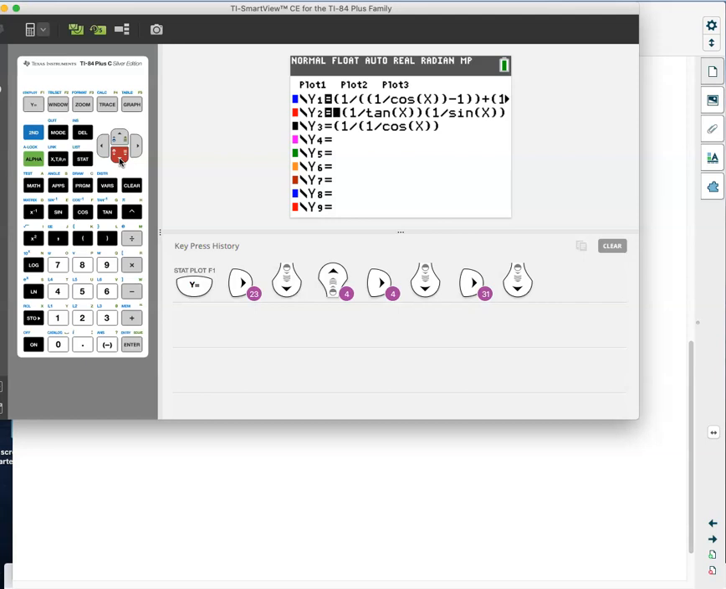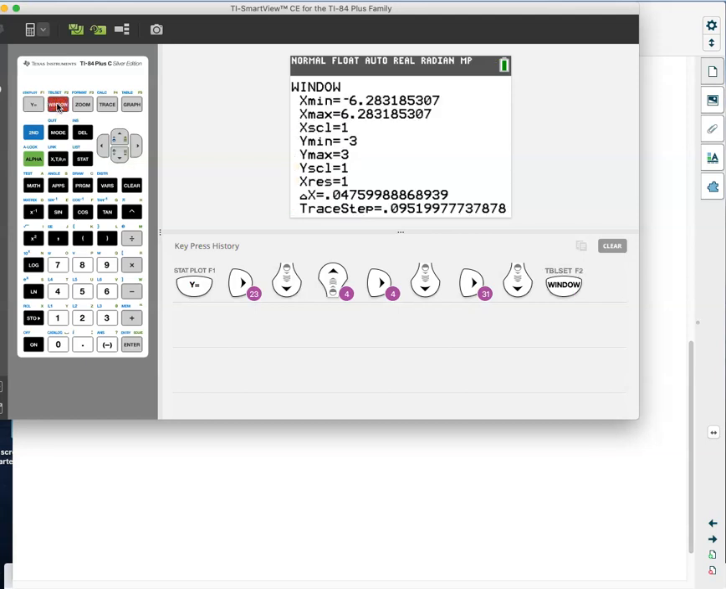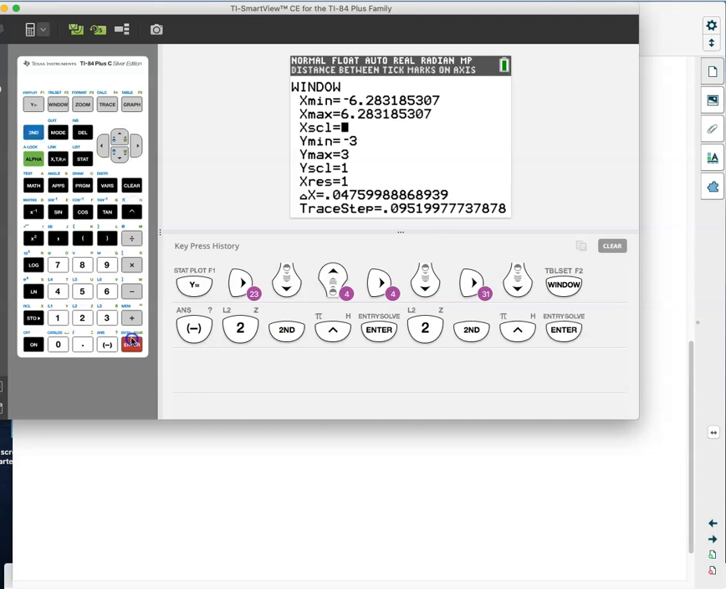If you're done punching it in, quick check and make sure that you're in radians mode. For the window, I just did negative 2 pi to 2 pi. It's up to you. You can make it a little bigger if you wanted to. And then negative 3 to 3 for the y's. Make sure I can see what I need to see. And then graph.